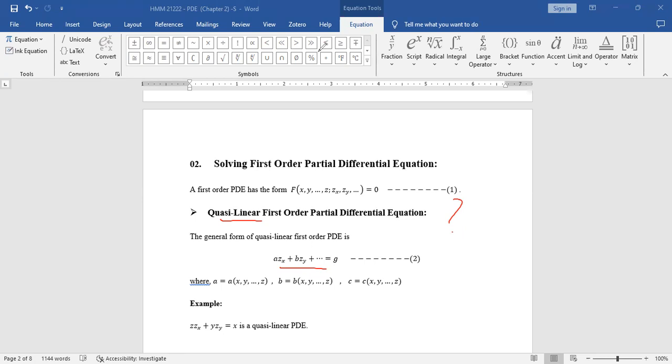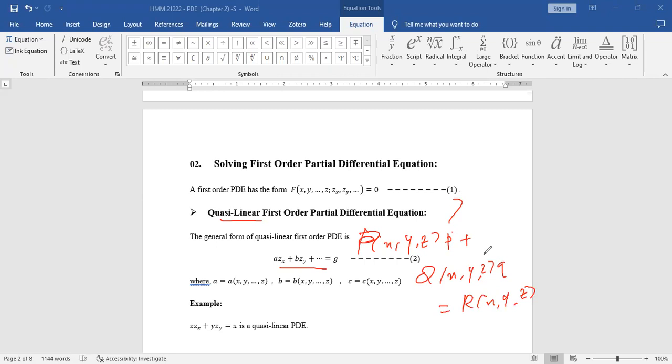Why did you put P dash? It's not a P dash, it's a P. Okay, fine. So it means capital P, which is a function of X, Y, Z with small p, plus capital Q, a function of X, Y, Z, with small q, which is equal to R of X, Y, Z.